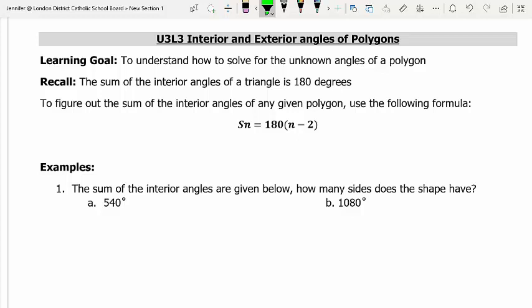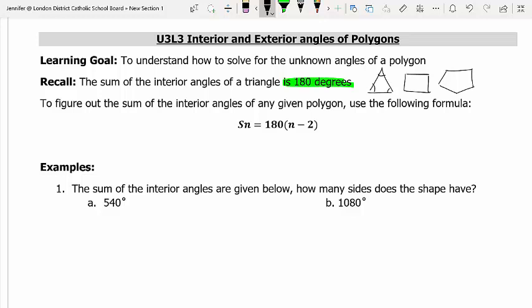So I want you guys to remember first from before that we learned that the sum of the interior angles of a triangle is 180 degrees. So what that means is if you have a triangle, all three of the interior angles will always add up to 180. So you might ask, what do the inside angles of other shapes add up to? So for example, if I had a four-sided shape, or a five-sided shape, etc.